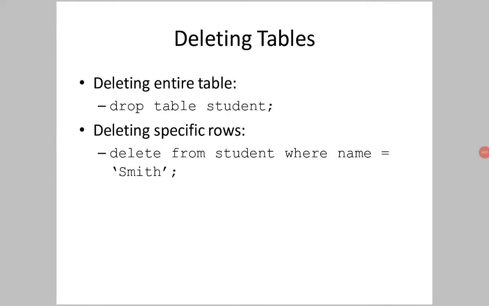Now deleting tables. How to delete tables? Deleting an entire table means drop table name, and deleting specific rows means delete from table name where some condition. So there are two commands, drop table and delete from table. Drop table is used to delete the entire table, and the delete statement is used to delete one or more records from a given table satisfying a given condition. The syntax is delete from student where some condition.